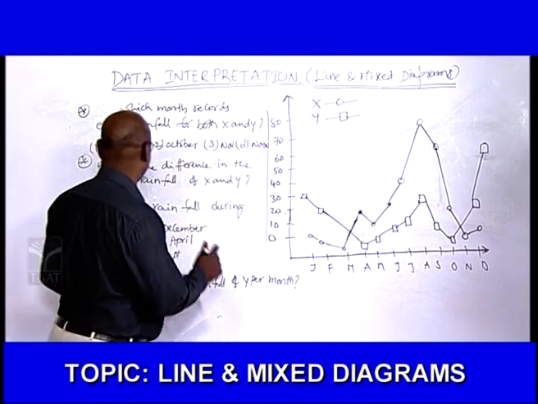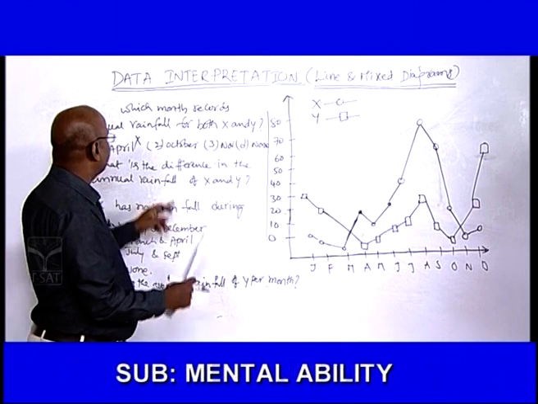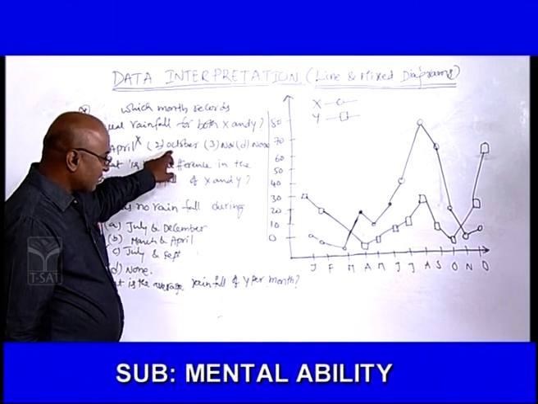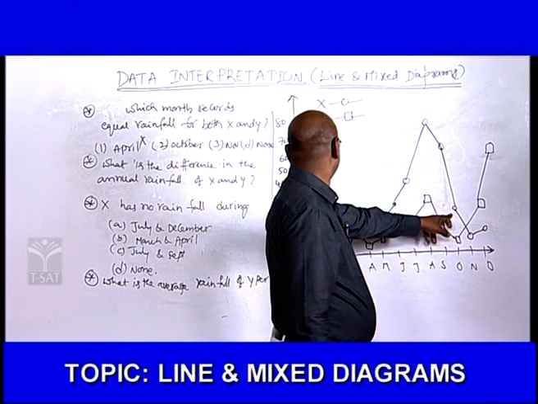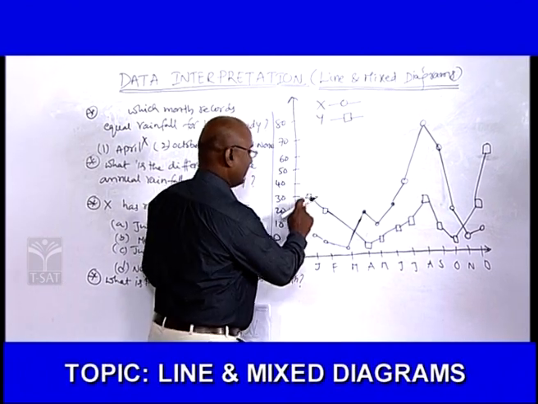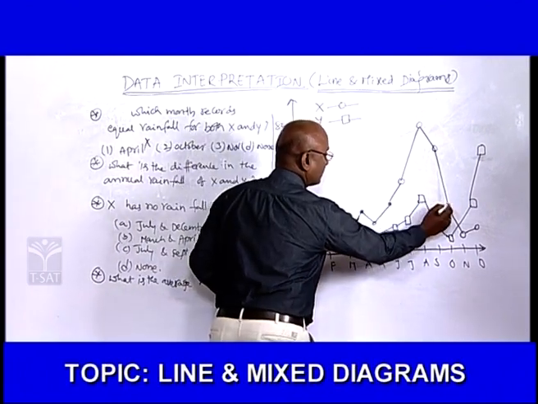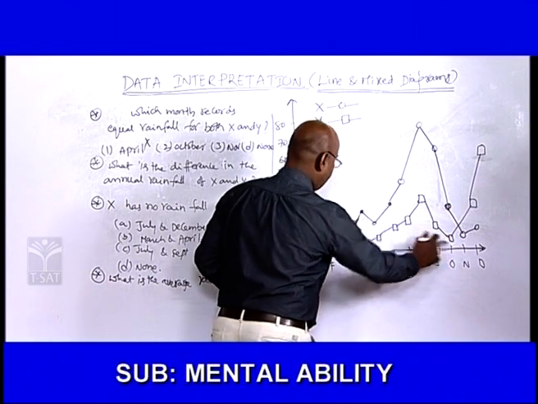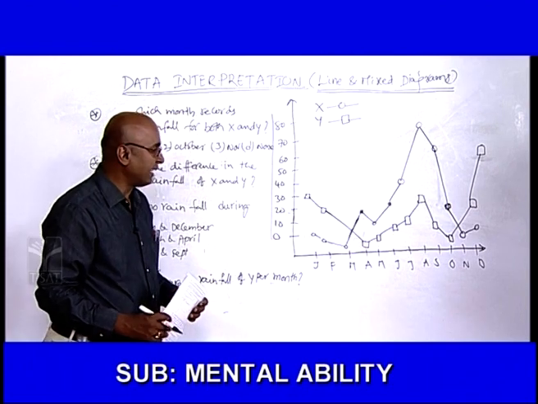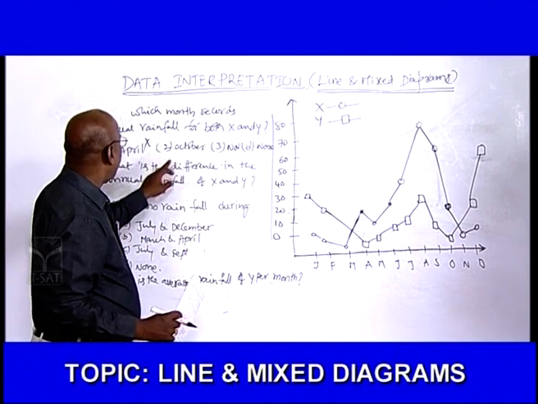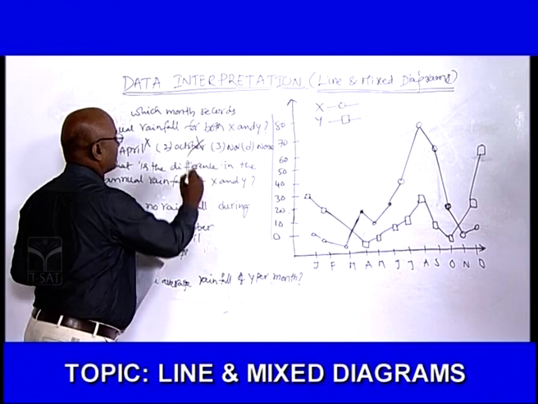So the answer is wrong. In the month of October, X rainfall is around 30 centimeters and Y rainfall is 0 centimeters. There is no rainfall in region Y in the month of October. So it is also a wrong answer.